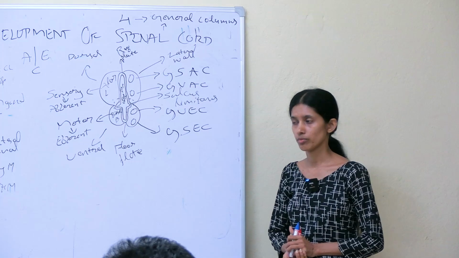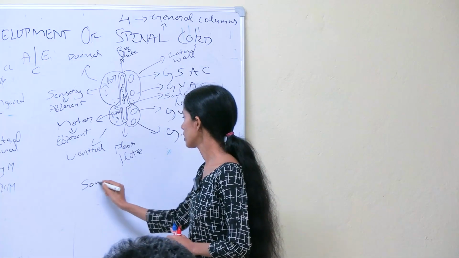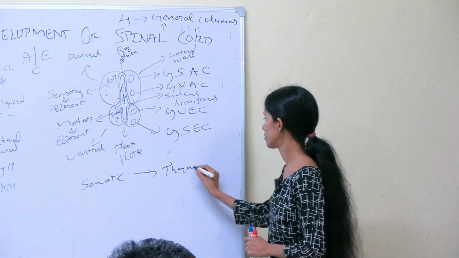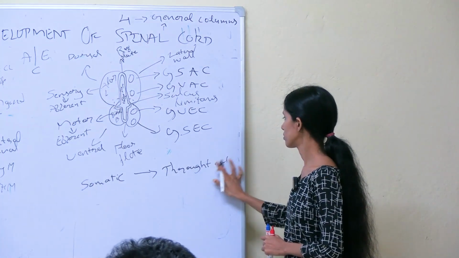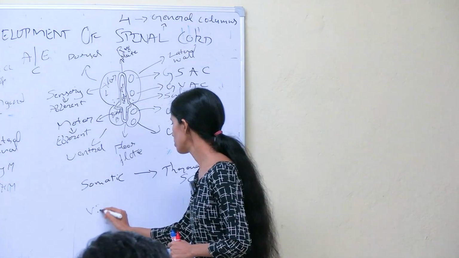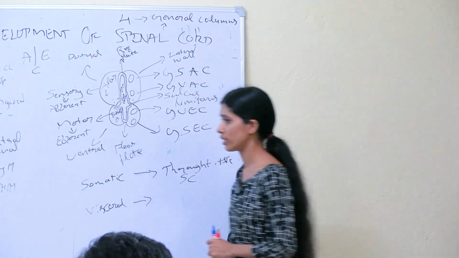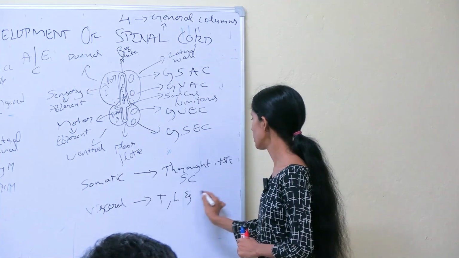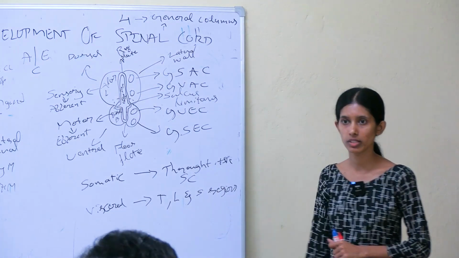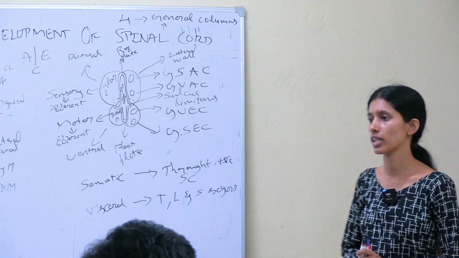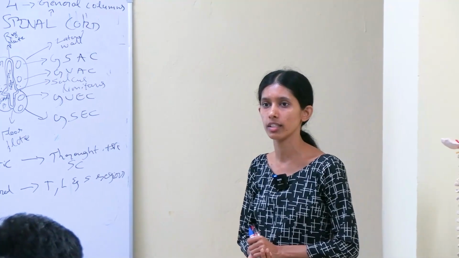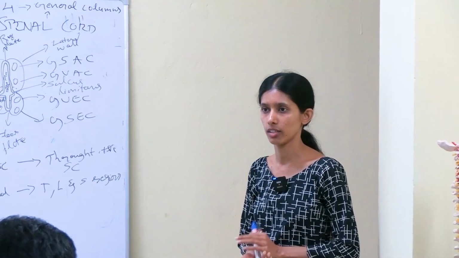Okay. Remember, the somatic columns can be seen throughout the spinal cord, and the visceral columns can be seen only in the thoracic, lumbar and sacral regions. Remember this point: your somatic columns can be seen throughout the spinal cord, whereas your visceral columns can be seen only in the thoracic, lumbar and sacral regions.